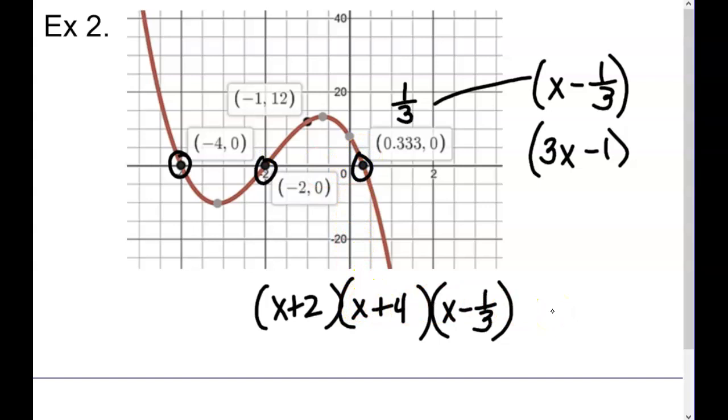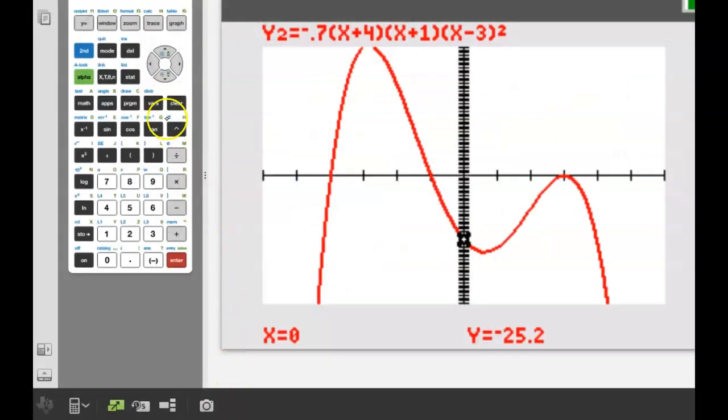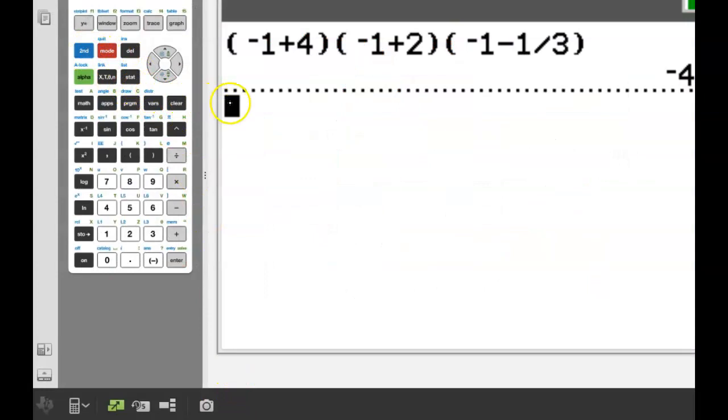So what's the other point we might be able to put in because they labeled it for us? This guy, negative 1, 12. Unfortunately, it's not a 0. It's a negative 1. So we're going to put in the 12 for the y. And for all the x's, we're going to put in a negative 1. This is x, this is y. And then, again, you can just go to your home screen and type it all in.